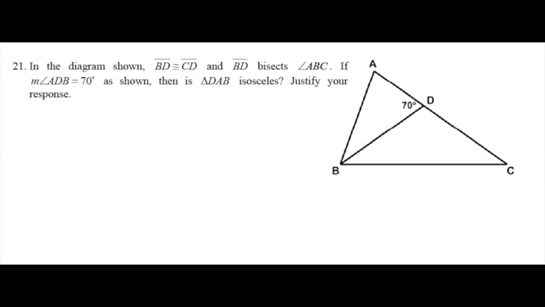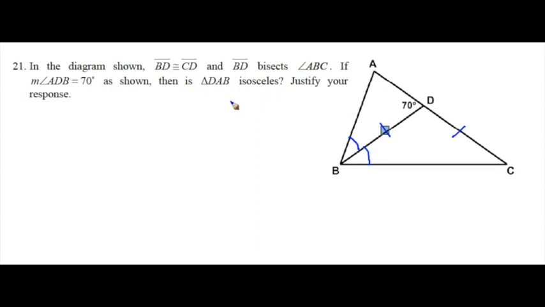Diagram with the following information provided. We know that BD is congruent to CD, so we mark it so. And we see here that we have an isosceles triangle. We're also told that BD bisects angle ABC, which means that this angle must be the same as this angle. Having said that, we can continue our thought flow.